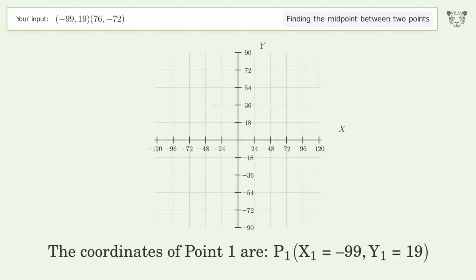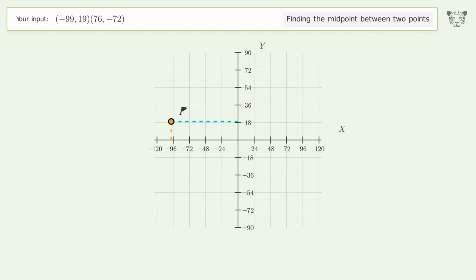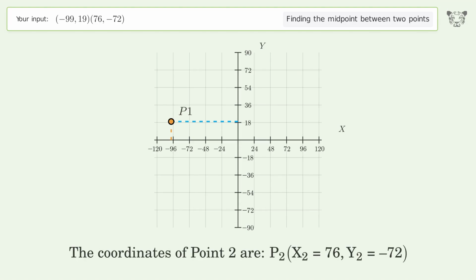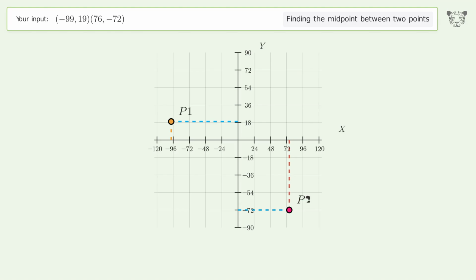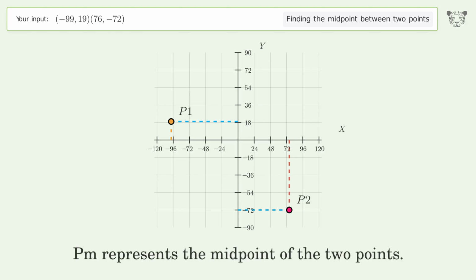The coordinates of point 1 are, x1 equals negative 99, y1 equals 19. The coordinates of point 2 are, x2 equals 76, y2 equals negative 72. PM represents the midpoint of the 2 points.